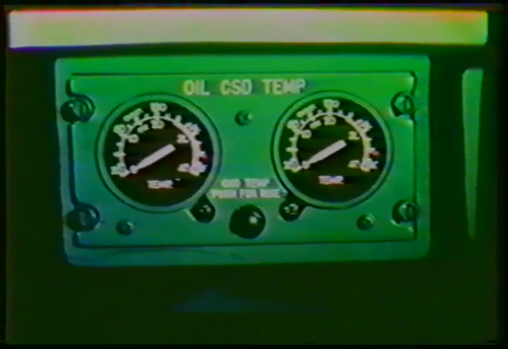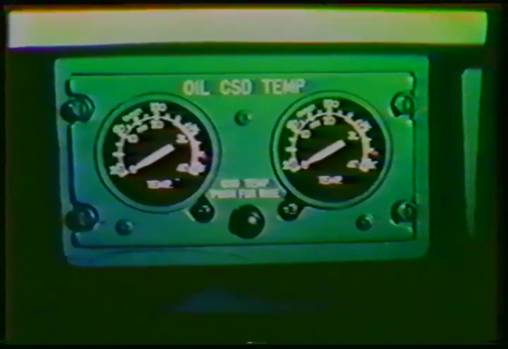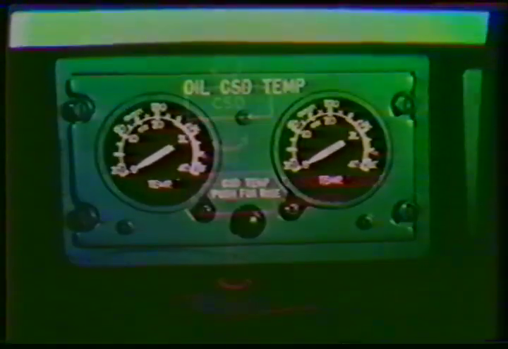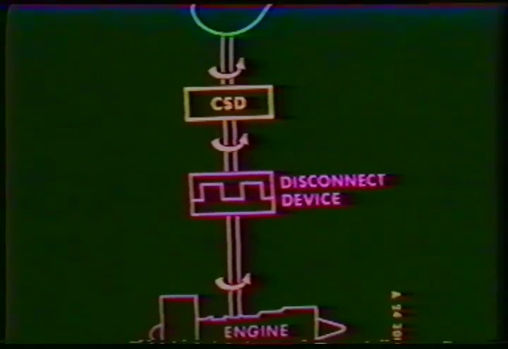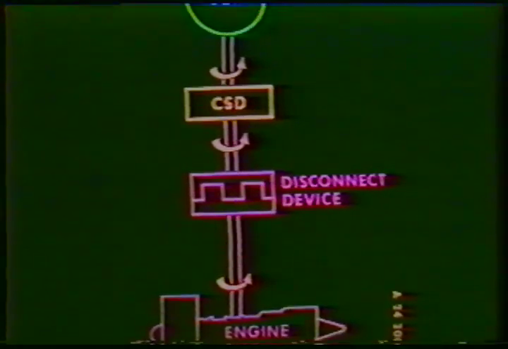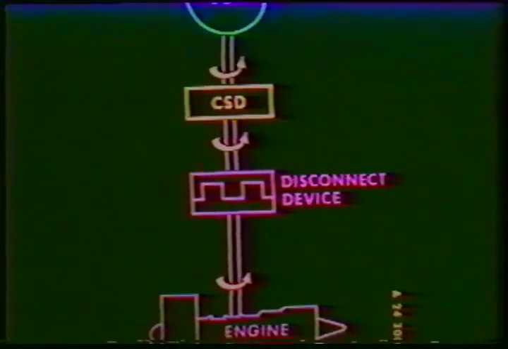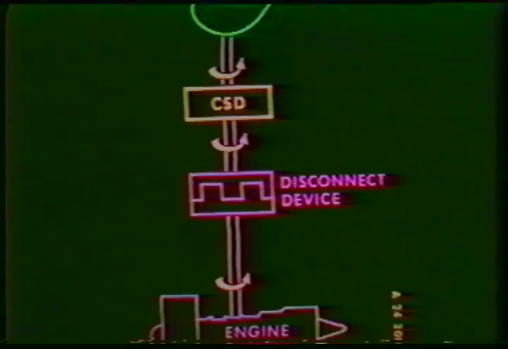The first part of the electrical panel we are going to present is the CSD oil temp panel. Each engine drives its associated generator through a constant speed drive, or CSD. The constant speed drive ensures a constant frequency output of the generator. In the event of a malfunction, the CSD can be disconnected from its drive shaft.